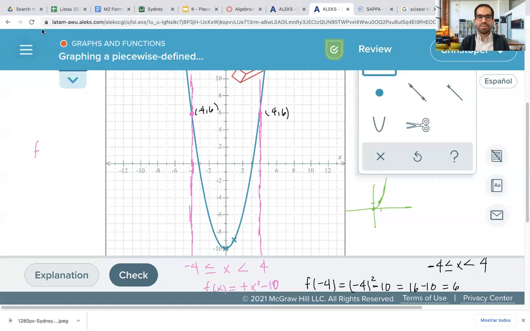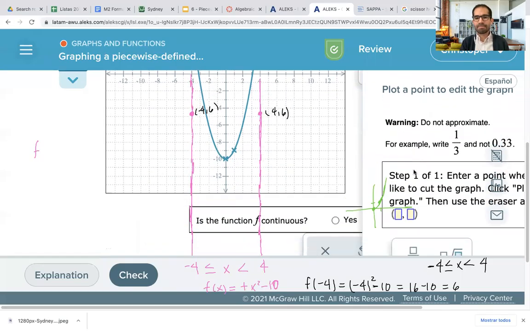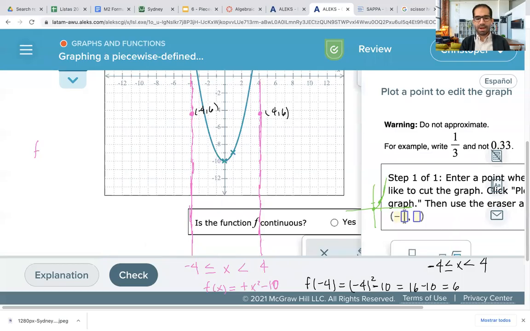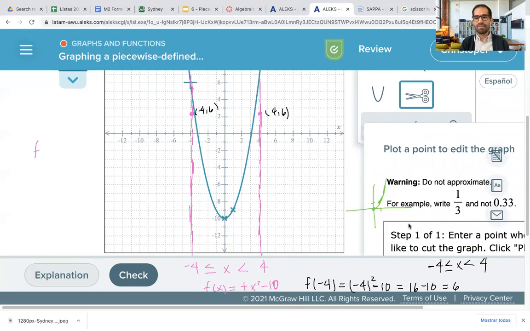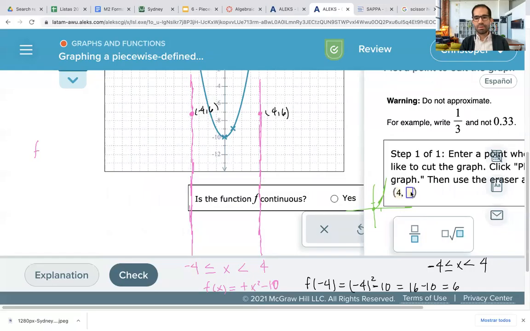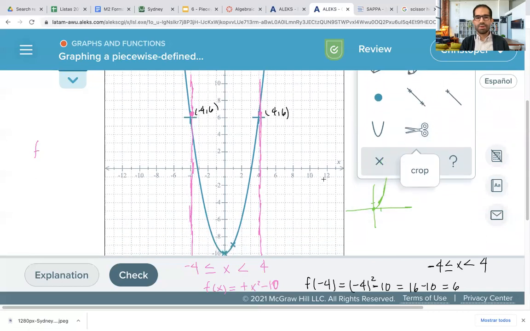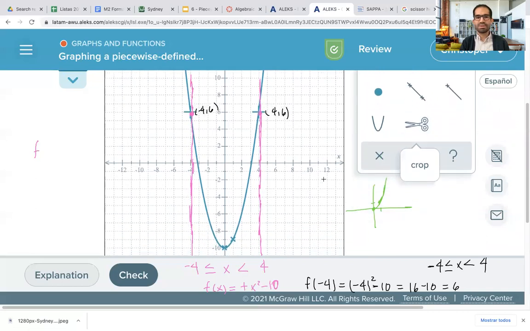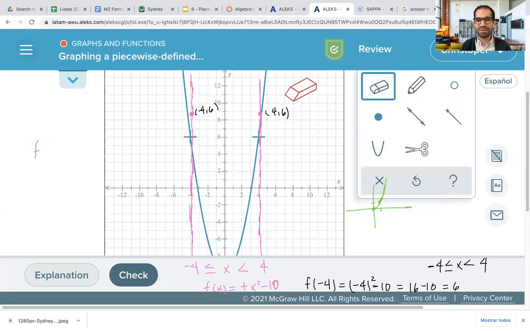And now I have to make sure I can cut my graph inside of those limits. So I'm going to write the coordinates minus 4 comma 6. And I'm going to plot that point, and I'm going to plot the other one, 4 comma 6. So if you notice, I have those 2 points where the graph is going to break, and I'm going to get rid of everything that's outside of those limits. So I'm going to grab the eraser, and I'm going to get rid of this segment and that segment.